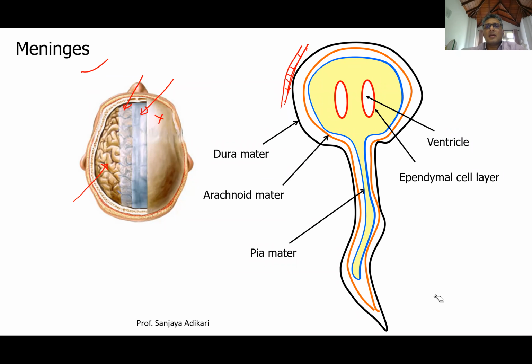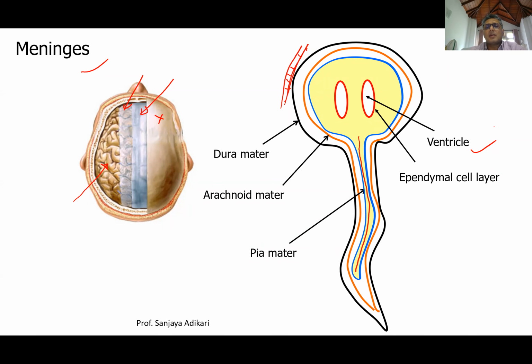Then inside the brain and also inside the spinal cord, there are cavities, and these are connected up. Now, what is inside the brain are called ventricles. There are several ventricles. We will discuss those ventricles towards the end of this lecture.